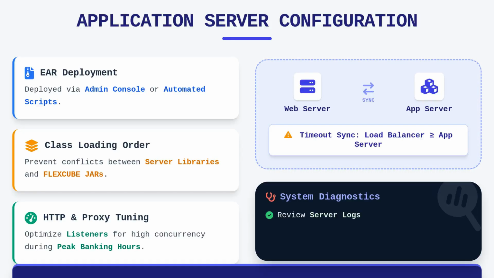By systematically reviewing the server logs and the resource monitors, you can identify if there are threads waiting on external resources, which often points towards a misconfigured data source or a slow network integration.